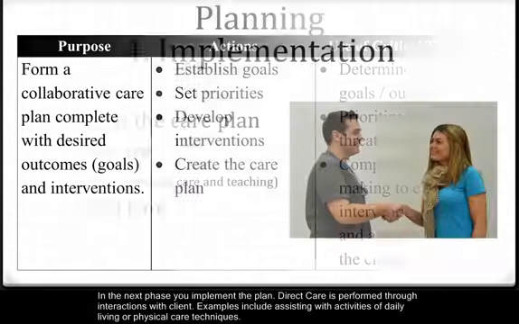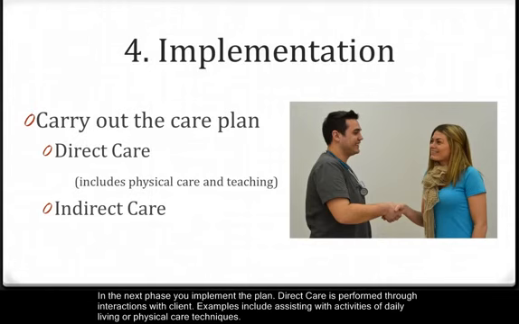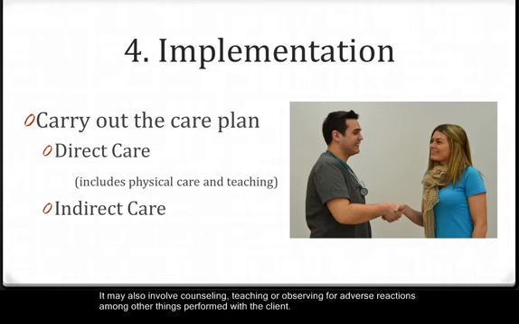In the next phase, you implement the plan. Direct care is performed through interactions with the client. Examples include assisting with activities of daily living or physical care techniques. It may also involve counseling, teaching, or observing for adverse reactions, among other things performed with the client.